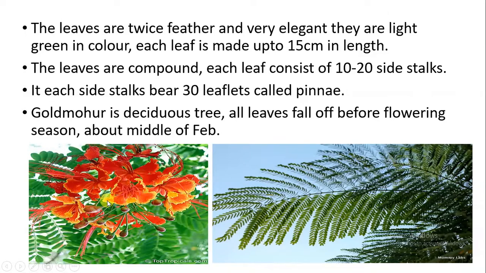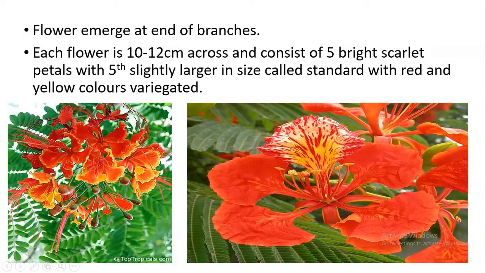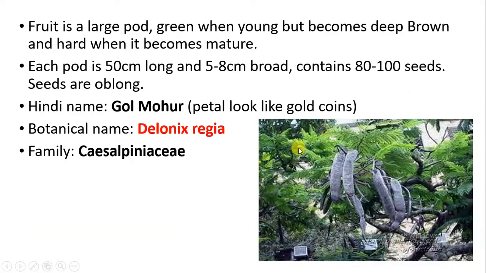Gulmohar is a deciduous tree. All leaves fall before the flowering season, about mid of February. Flowers emerge at the end of the branches. Each flower is 10 to 12 centimeters across and consists of 5 bright scarlet petals, with the fifth slightly larger in size, called the standard, with red and yellow color variegated.